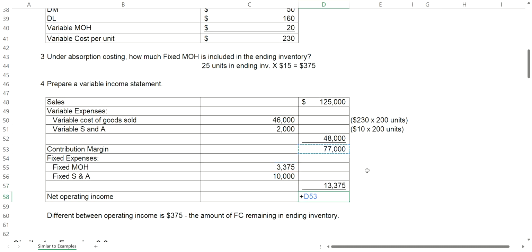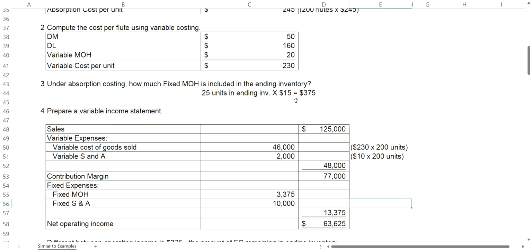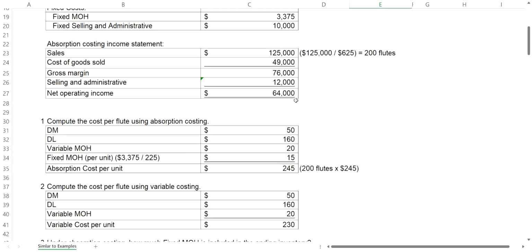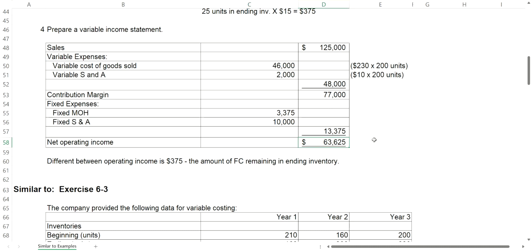And then I will take contribution margin and subtract out my fixed expenses, giving me a net operating income of $63,625. Now, if you notice, the answer in part 3, we got that $375 of fixed overhead remains in our ending inventory. Notice that is the difference between our two income statements. Difference between the $64,000 for the absorption minus the $63,625 for the variable is $375. And that's because in the variable, we have recorded all of the fixed manufacturing overhead. But in the absorption, we don't record it until it's sold, and those 25 units have not been sold yet.